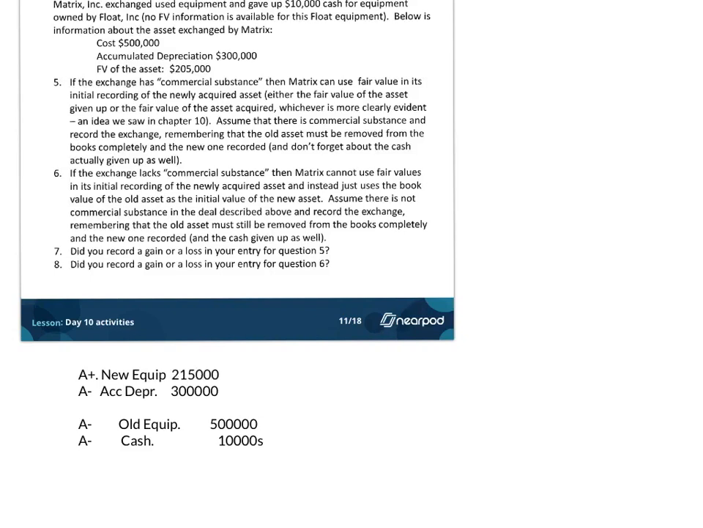Okay, so once I do that, I can look at this entry and I can see that it doesn't balance. It doesn't balance because this is 515 and this is 510. So what I need to squeeze in here somehow to make my entry balance is a gain. It's going to be a gain on the exchange.